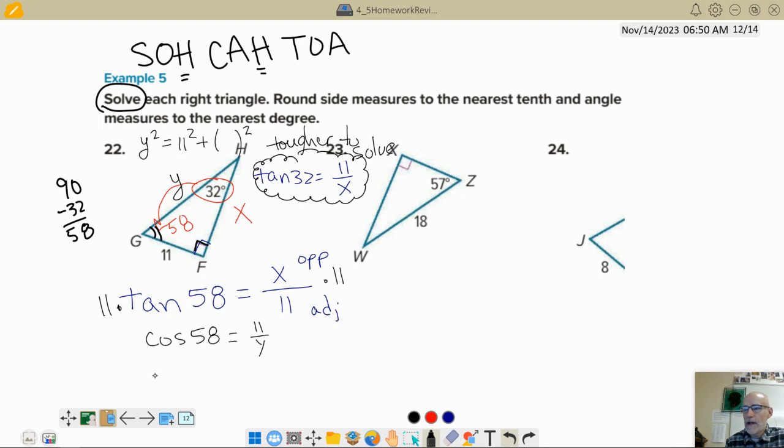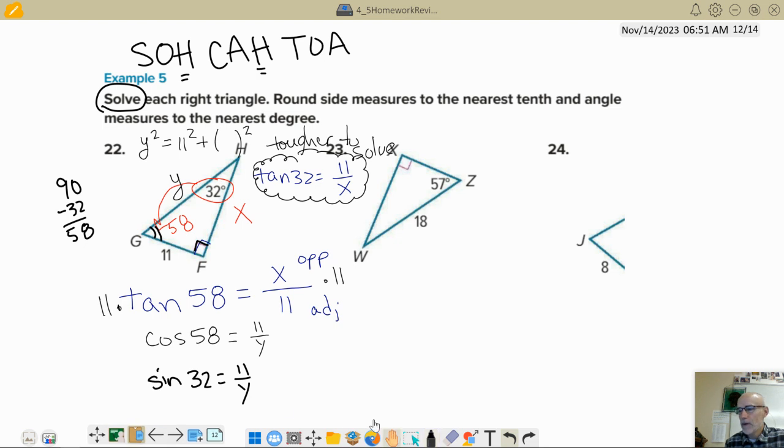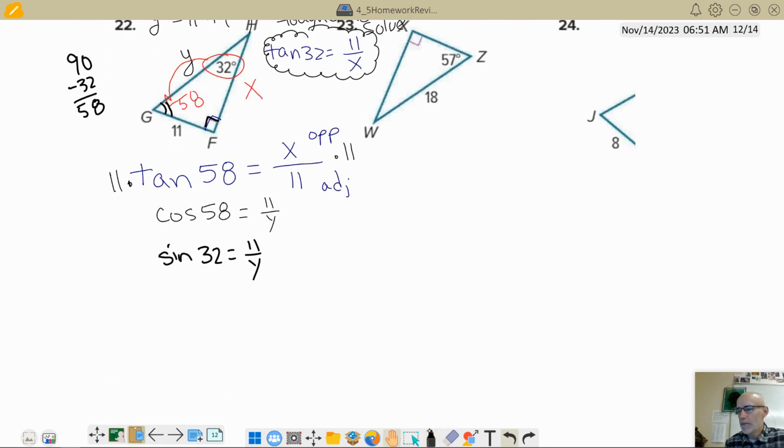Or let's say I did the sine of 32. Okay, let me do the sine of 32. That would be 11 over y, right? There's no way to put y up in the numerator. So we have to know how to solve these types of equations when y is in the denominator. And the way that we're going to solve them is we're going to multiply both sides by y, by the variable, okay? So let me move this up the screen a little bit.